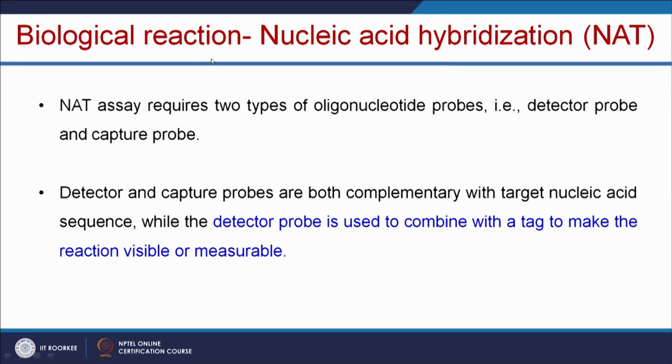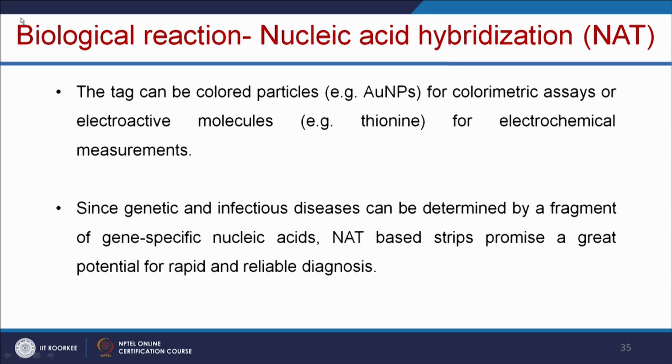The next one is the biological reaction by nucleic acid hybridization, that is NAT. So here this NAT assay requires 2 types of oligonucleotide probes. The first one is the detector probe, the next one is the capture probe. And this detector and capture probe are both complementary to the target nucleic acid sequence. And here the detector probe is used to combine with a tag to make the reaction visible or measurable. And here the tag can be colored particles or gold nanoparticles for colorimetric assays, and it can be electroactive molecules, for example thionine, for electrochemical measurements. So using this NAT assay we can easily identify genetic as well as infectious diseases.